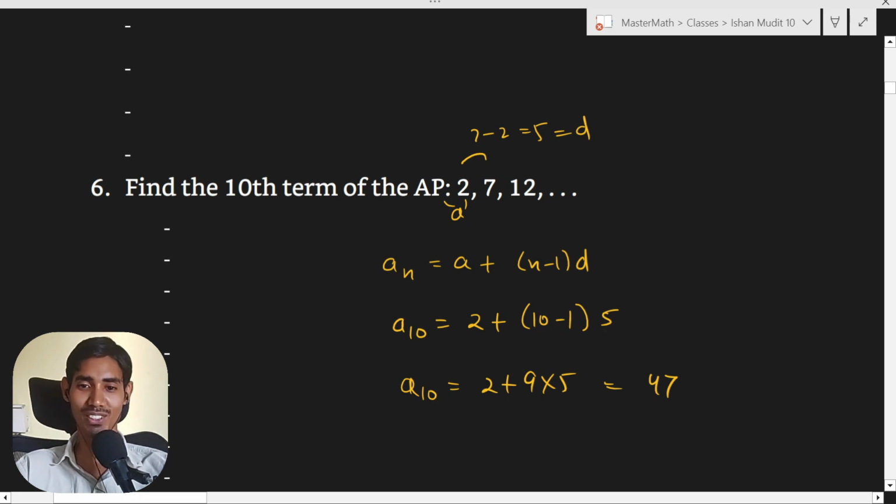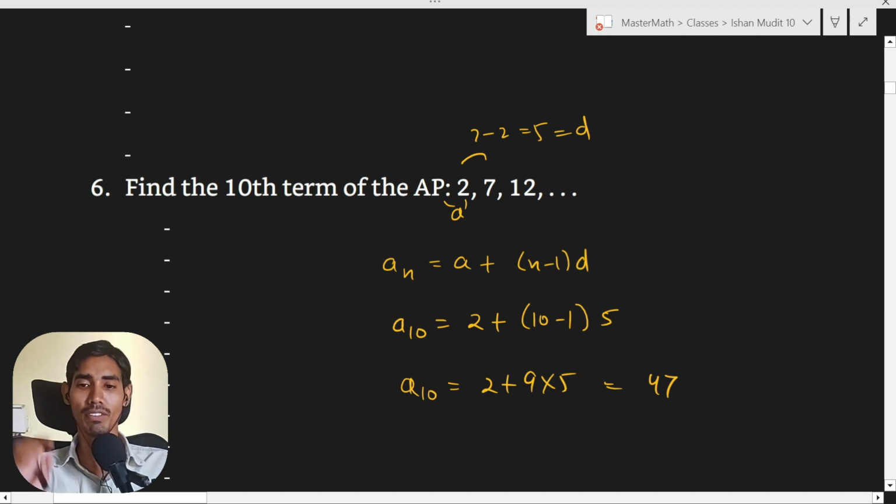Okay, Mohita, you are raising your hand for the answer. It should be 47? Okay. Now I wrote the whole answer, but it's taking time. A10 is 47. Ishan, Mudit, it's okay.